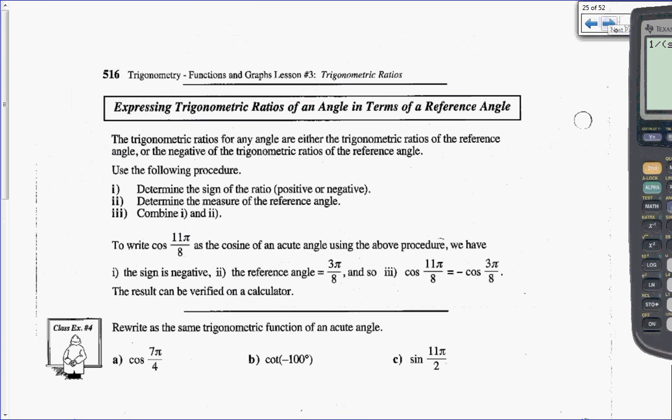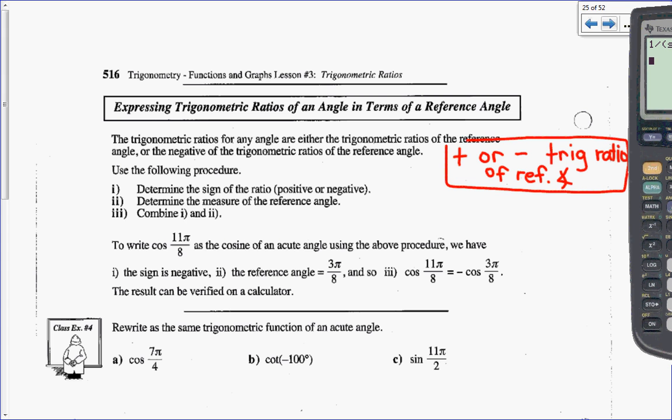All right, flip over the page, and we're going to talk about expressing those trig ratios in terms of the reference angle. So this just says the trig ratios for any angle are either the trig ratios of the reference angle or the negative of the trig ratios of the reference angle. Okay, so it's either the positive or the negative trig ratio of the reference angle. That's an easier way to say it. Okay, so what does that mean exactly?